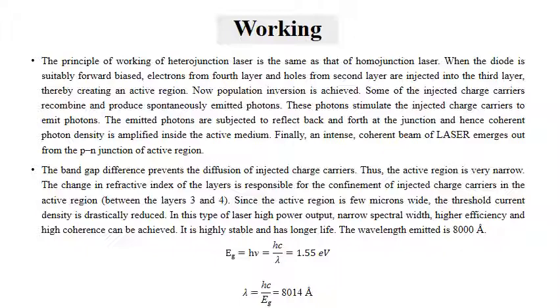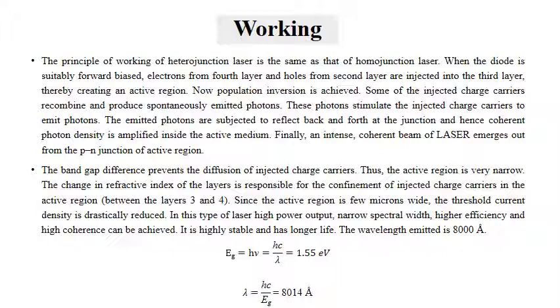The band gap difference prevents the diffusion of injected charge carriers. Thus, the active region is very narrow. The change in refractive index of the layers is responsible for the confinement of injected charge carriers in the active region, that is between layers 3 and 4. Since the active region is a few microns wide, the threshold current density is drastically reduced. In this type of laser, high power output, narrow spectral width, higher efficiency, and high coherence can be achieved. It is highly stable and has longer life.